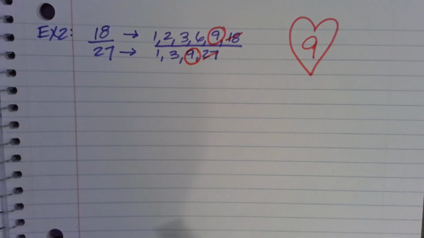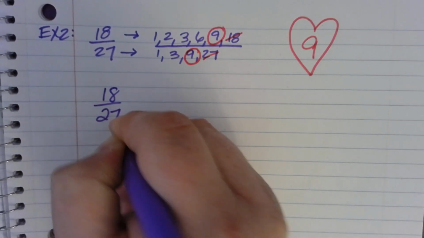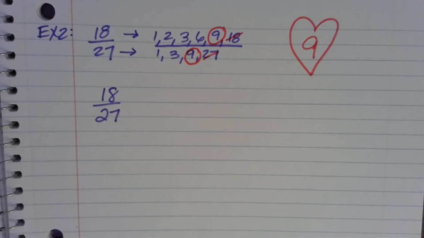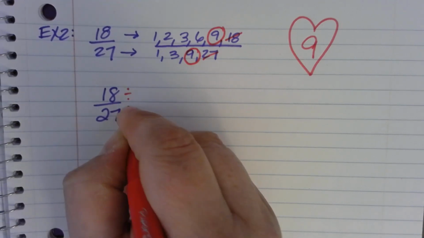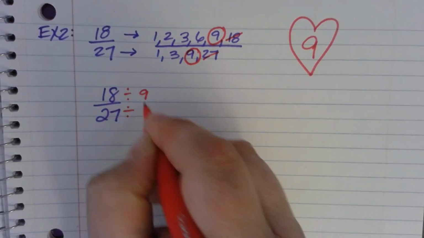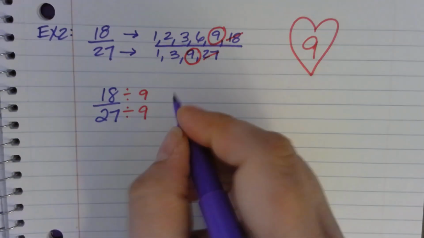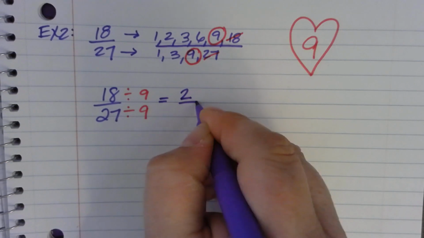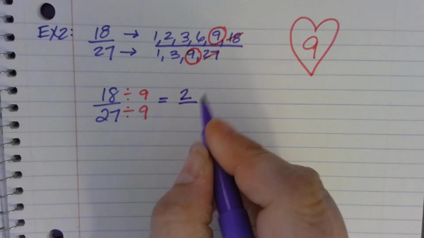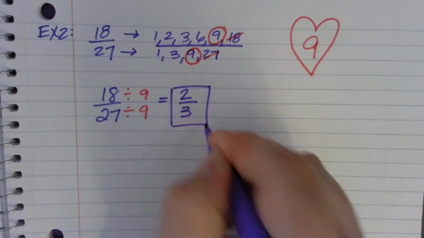Now for step 3. I've got 18 over 27, and my last step is to divide by the GCF, which is 9. What I do to the top, I do to the bottom. 18 divided by 9 is 2. 27 divided by 9 is 3. Now this is the answer.